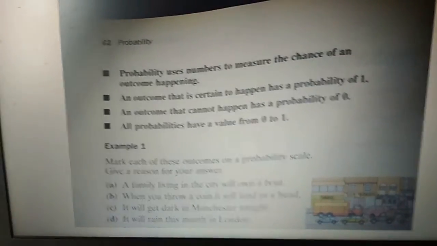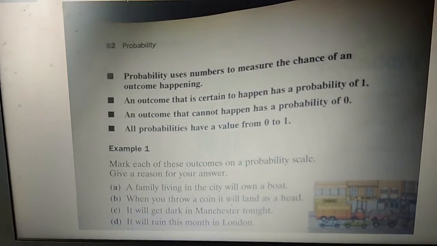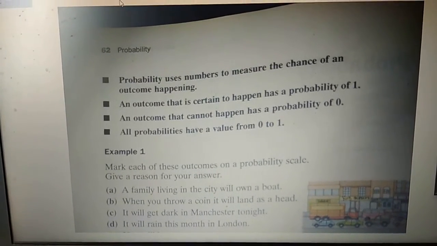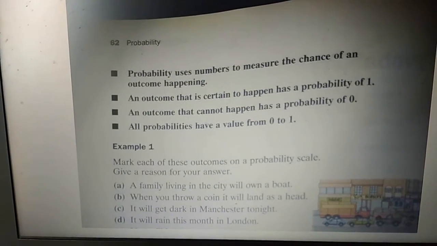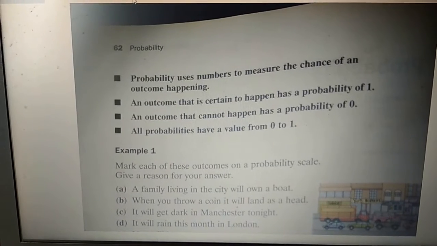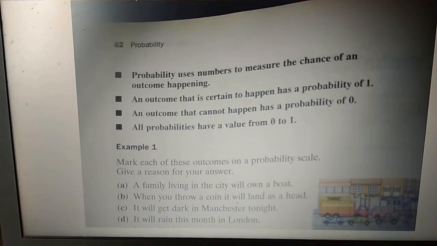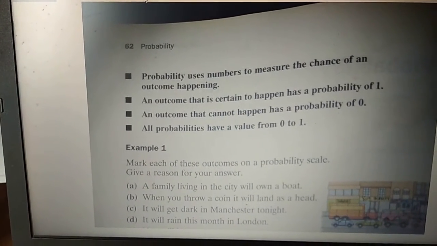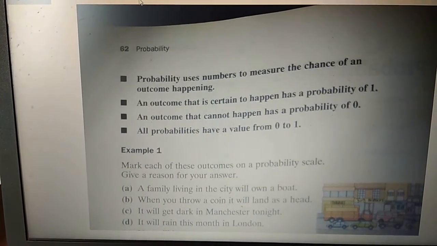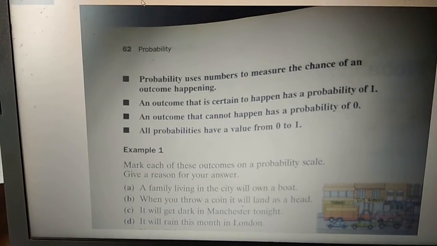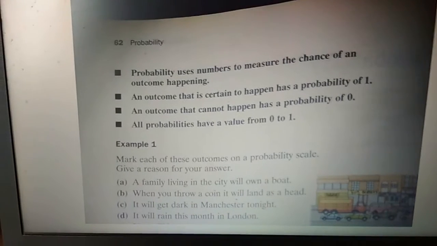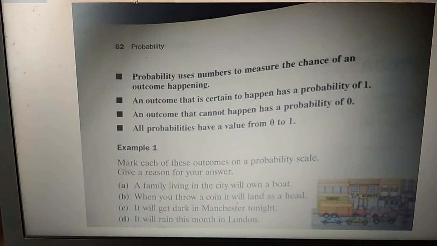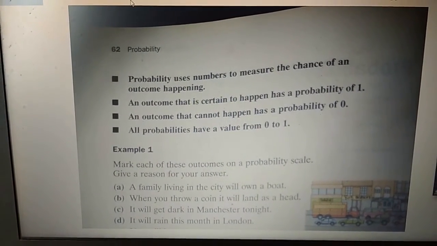So probability is basically like possibilities. We just use some possibilities in some measurements. Okay, and we just think what can be the possible answer of any probable or possible situations. So basically probability uses numbers to measure the chance of an outcome happening.